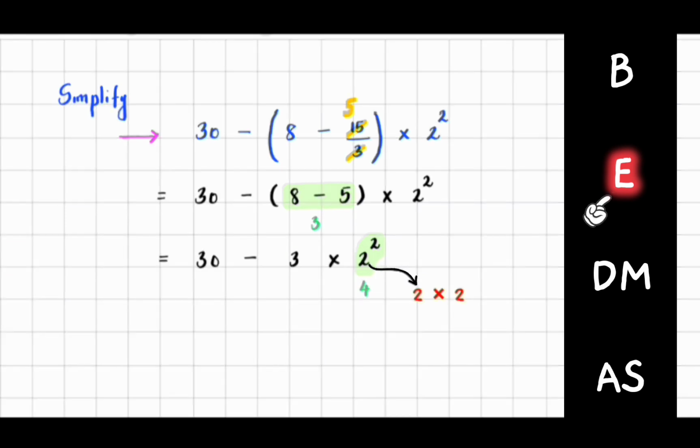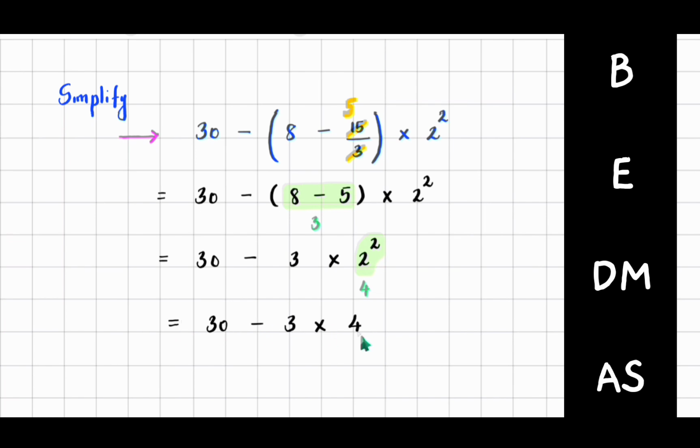Since exponent ranks higher than subtraction and multiplication, so 30 minus 3 times 4. Now multiply 3 by 4 before subtracting 3 from 30, because we know that multiplication ranks higher than subtraction. So we have 30 minus 12, which equals 18.